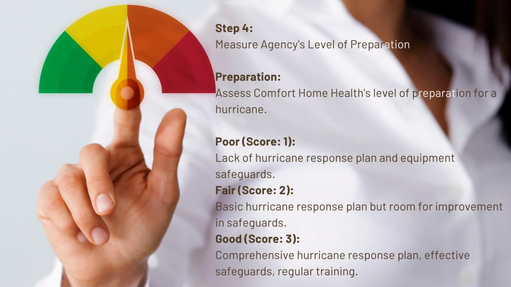Step 4. Measure the agency's level of preparation. Assess Comfort Home Health's level of preparation for the hurricane. Give a score of 1 for poor, meaning lack of hurricane response plan and equipment safeguards. A score of 2 for fair, basic hurricane response planned but room for improvement on safeguards. And a score of 3 for good, meaning comprehensive hurricane response plan, effective safeguards, and regular training.